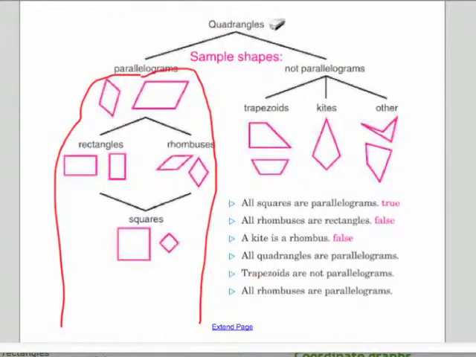So here, quadrangles, are all of them parallelograms? No. This one splits over here, and these are parallelograms. These ones over here are not parallelograms. So that one is false. Trapezoids are not parallelograms. So here's trapezoids. Remember the umbrella of parallelograms is over here. So that is true. And all rhombuses are parallelograms. So here's a rhombus. Are all of them underneath parallelograms? Yes, they are.